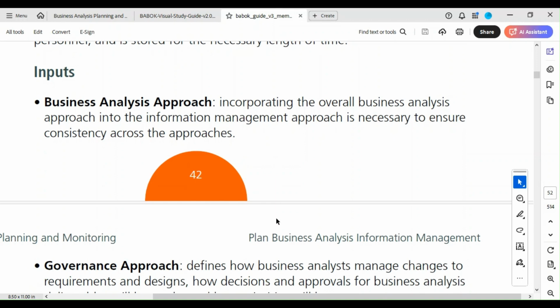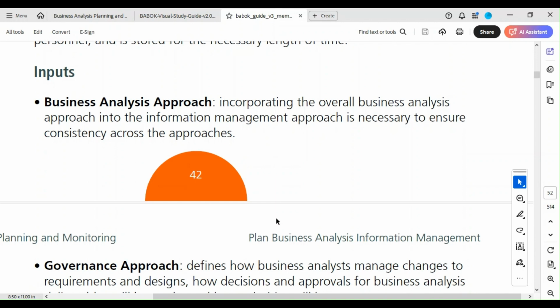Input. Now, what do you need to bring into the picture? What do you need that would inform you about how you need to plan your information management? That is the business analysis approach. So, what approach are you taking here? If you know the approach you are taking, it will inform you on how best to manage your information. Remember, in projects you have the waterfall, you have the agile. There are different ways of information management for the two. So you need to know your business analysis approach.